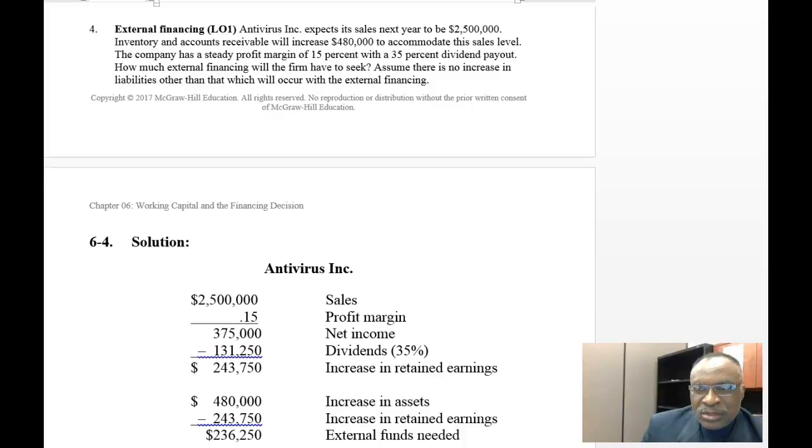We are in chapter 6 this week, and I want to share some of the solutions that you have in the back of the chapter with you. Okay, so this is problem 6.4 right here, and let us quickly read the problem.